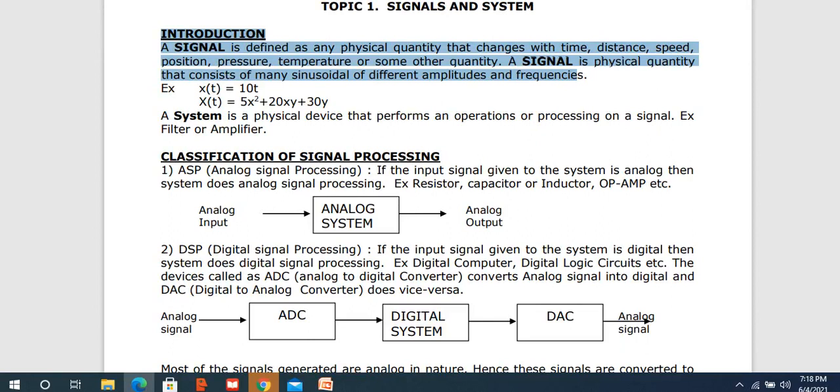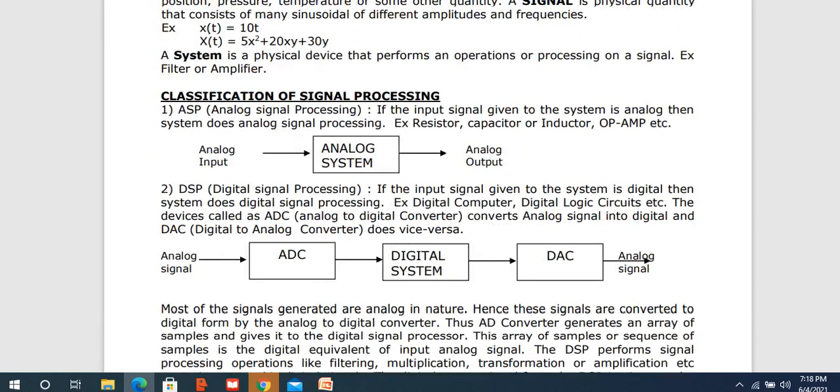Normally, how do we represent it mathematically? Suppose this is my signal. What does the first one consist of? It consists of x of t equals 10t. What does this 10 indicate? It's the amplitude, showing how it is going to vary. What does t indicate? It's a time domain signal. So this is one of the types of signals. Whereas the second one, x of t, is represented here as 5x square plus 20xy plus 30y square. This is also a type of signal which varies with respect to x and y.